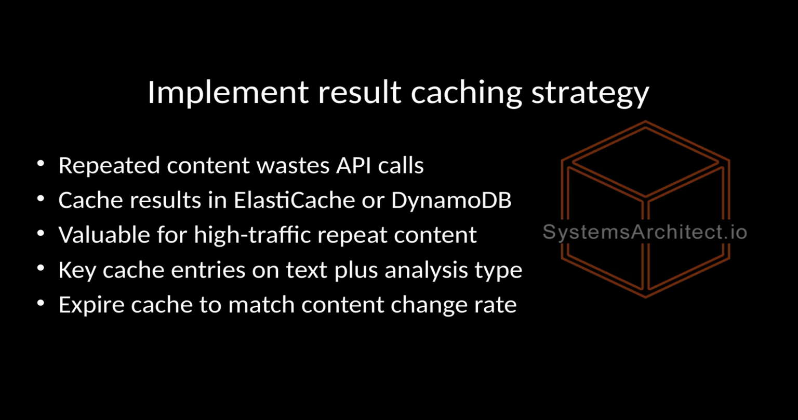A sensible cache key, typically a hash of the text plus the analysis type, keeps the cache accurate as content grows. A practical tip is to set an expiration policy that matches how often your content actually changes.